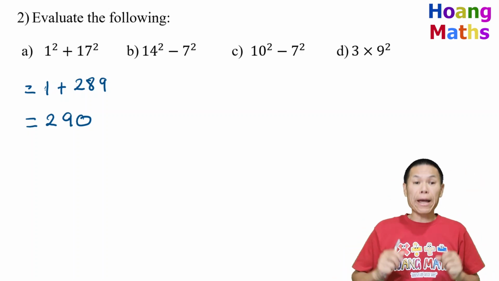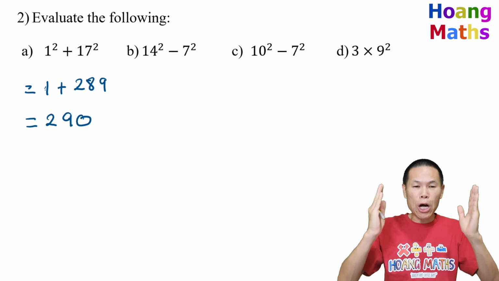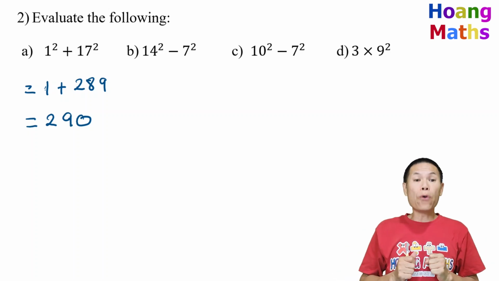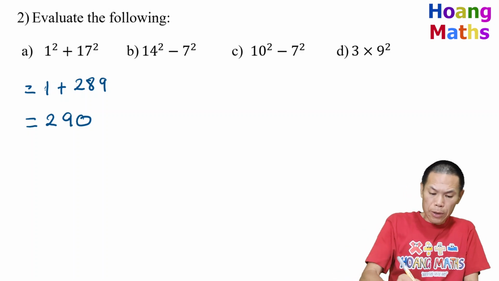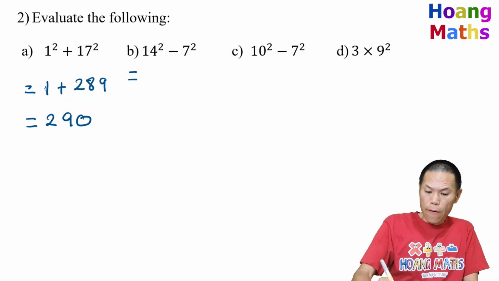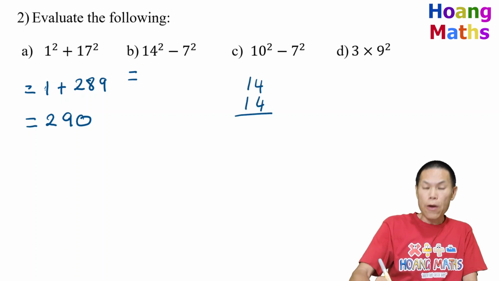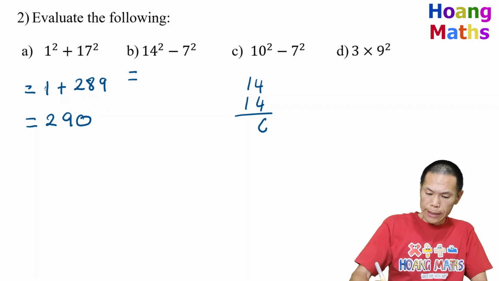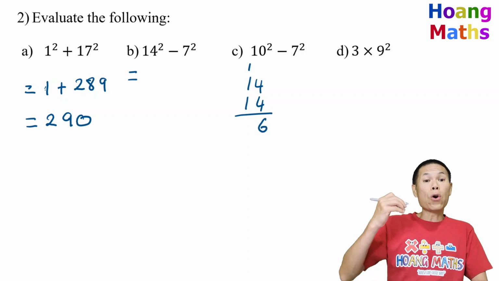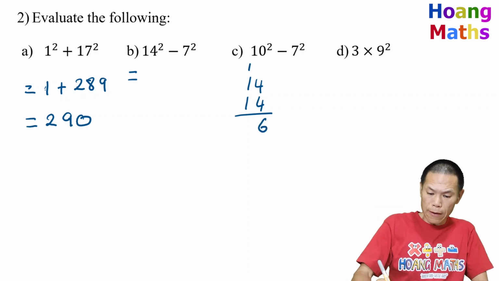Hi there, I'm back. How did you go? Let me go through them with you. So 14 squared. Let me just write this first. 14 squared is 14 times 14. 4 times 4 is 16, we carry 1. 4 times 1 is 4, add 1 is 5. Now we start with this one.